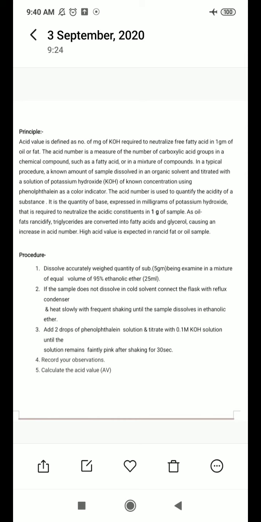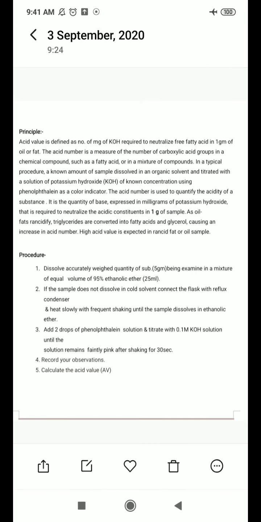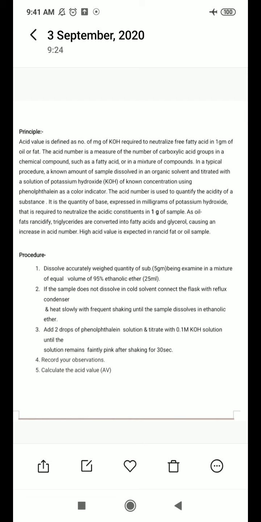The acid number is a measure of the number of carboxylic acid groups in a chemical compound such as a fatty acid, or in a mixture of compounds. This is nothing but the measure of the carboxylic acid present in your fatty acid sample. What is the nature of fatty acid? Acidic nature, because it contains carboxylic acid in that structure. Carboxylic acid is a functional group. Carboxylic acid is an acid.